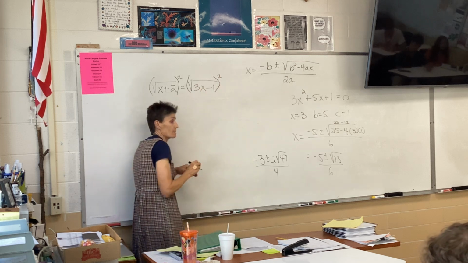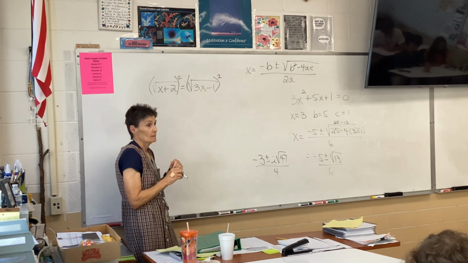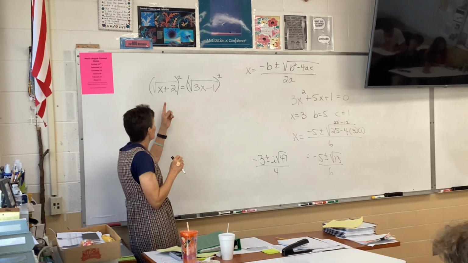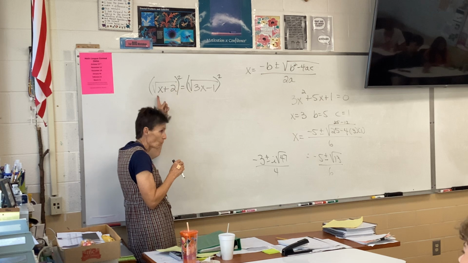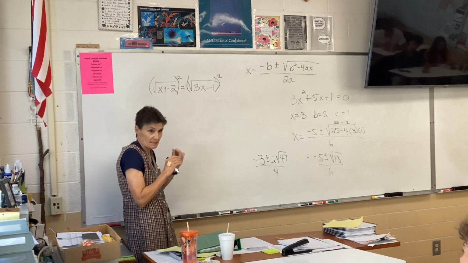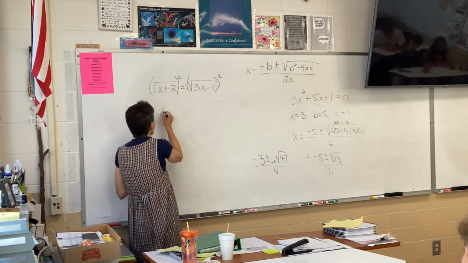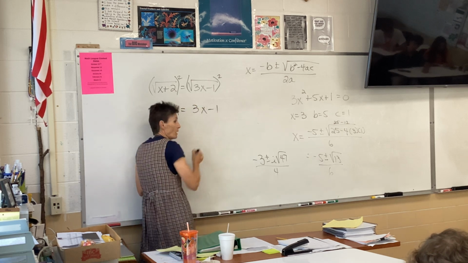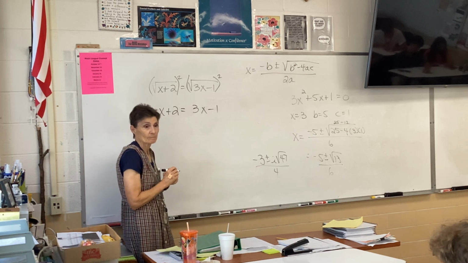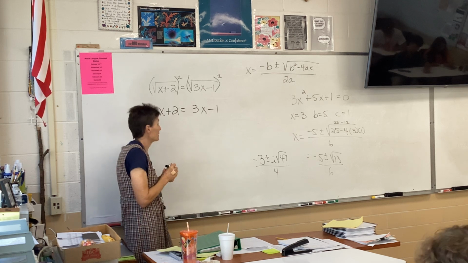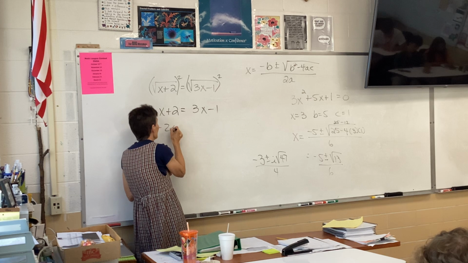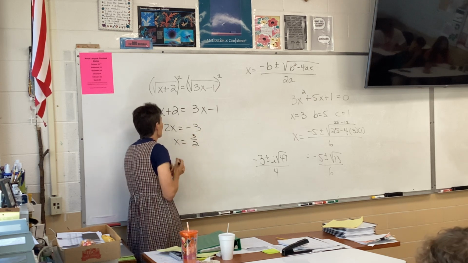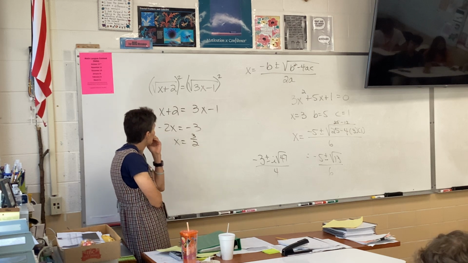So we're going to do this. This is kind of the backwards of what we did before. But what happens when you square a square root? They disappear, right? So we just have x plus 2 equal to 3x minus 1. And then we just solve it like regular. So negative 2x equals negative 3. I got 3 halves, but I could have made a mistake. That's all right. That's what you got.